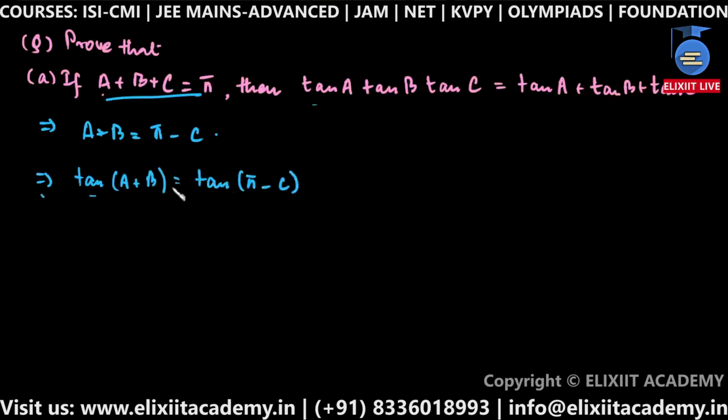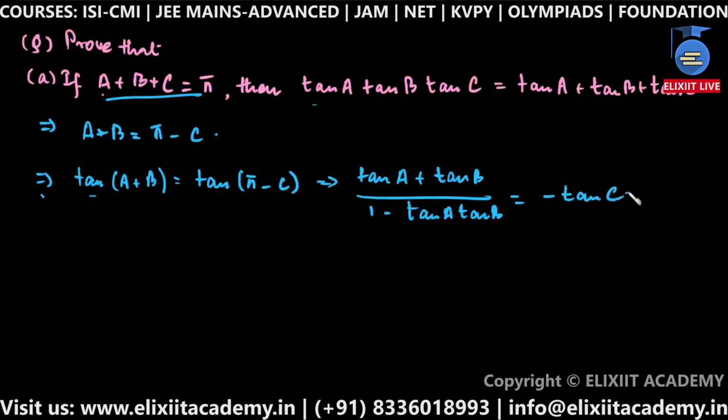Now this one, you know, tan(A plus B) is nothing but tan A plus tan B divided by 1 minus tan A tan B. Formula: tan A plus tan B upon 1 minus tan A tan B. On the right hand side, we have tan(pi minus C), tan(pi minus theta). What is tan(pi minus theta)? Tan(pi minus theta) is minus tan theta. That is basically minus tan C. Right? Now just simply cross multiply, you will get the answer.